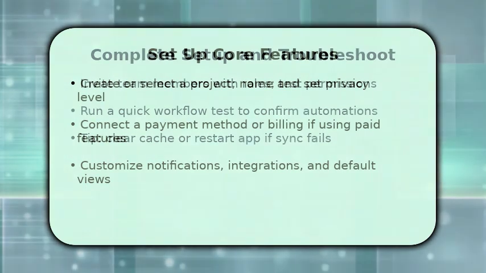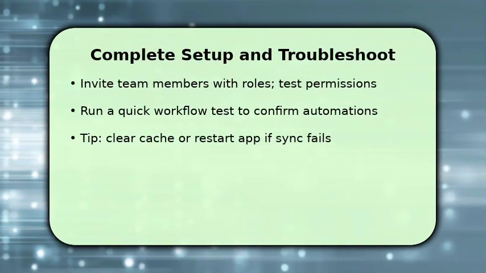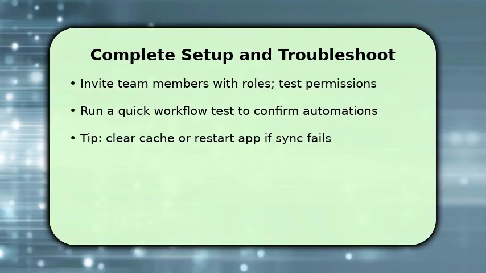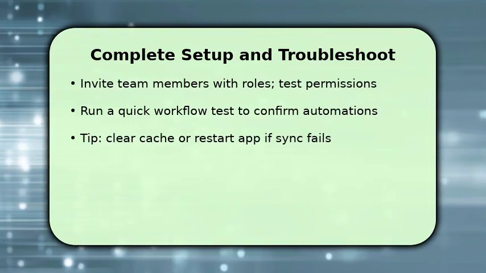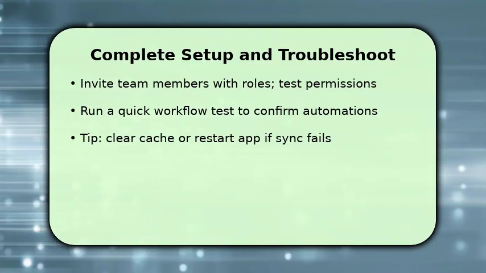To finish, invite collaborators and assign roles so everyone has correct access, then run a quick workflow test to confirm automations and notifications behave as expected. Make sure shared files open and integrations sync. If something looks off, recheck individual permission settings.